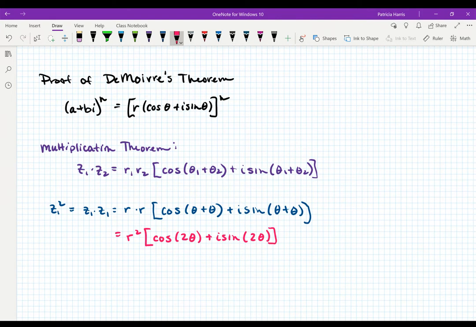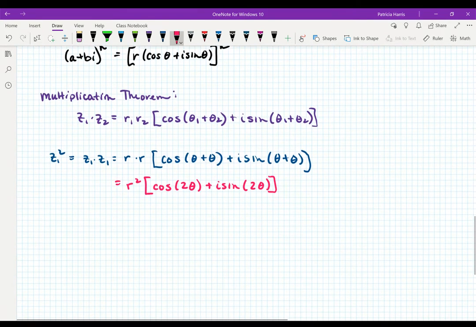So that's kind of the first step of proof by induction. You prove the simplest case first, which they usually call the k equals 1 case. Now we're going to build from there.